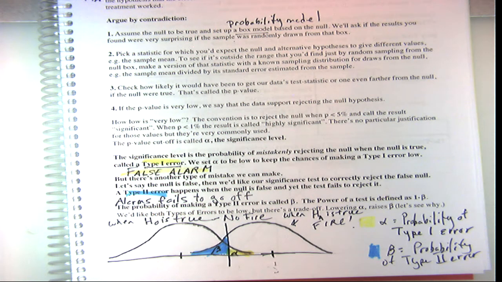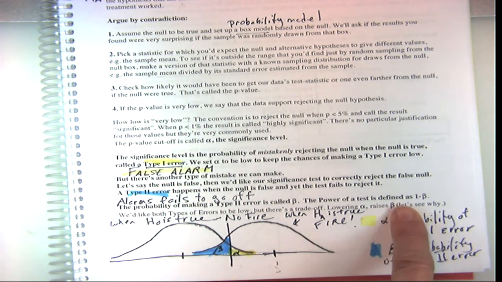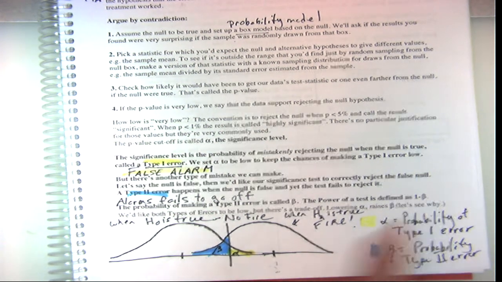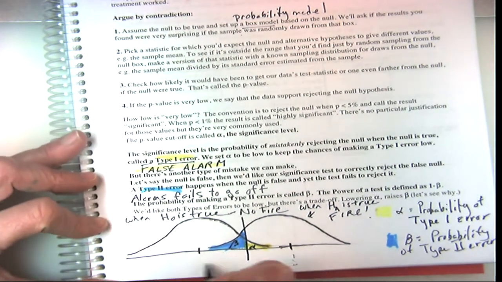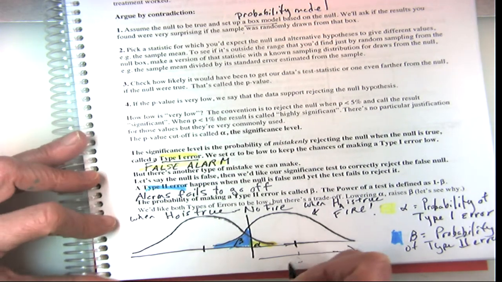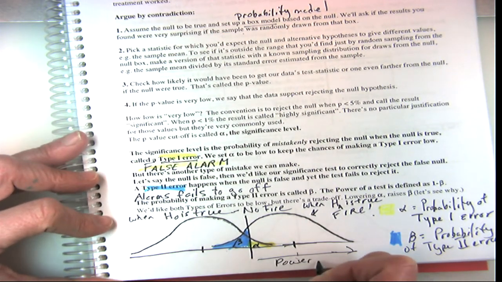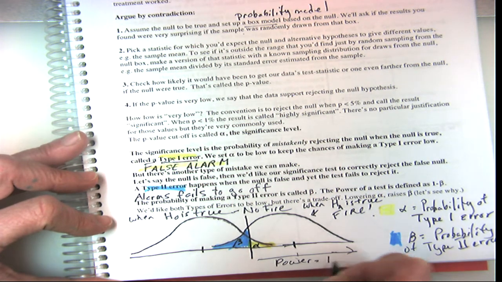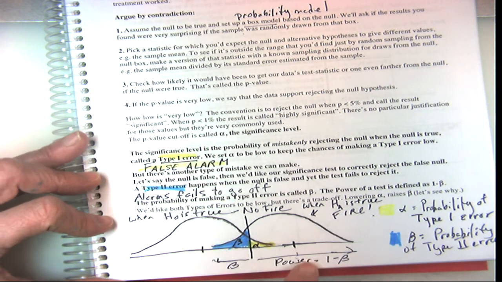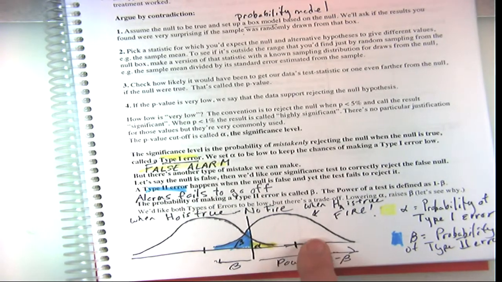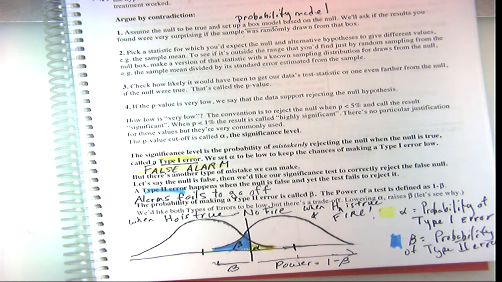Now, what is the power of a test? The power of a test is defined as 1 minus beta. So if this is beta, all this area is called the power. And it's equal to 1 minus beta, and this part to here is beta. So you can think of it as the power to detect the fire that's really there. You want high power. Okay, so that's the idea, the type 1 and type 2 errors and the trade-off.